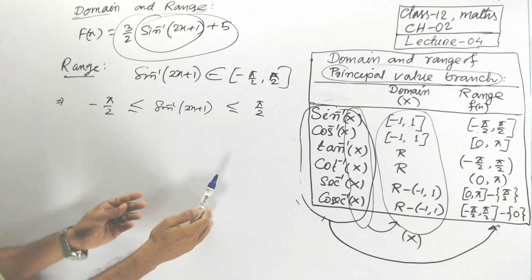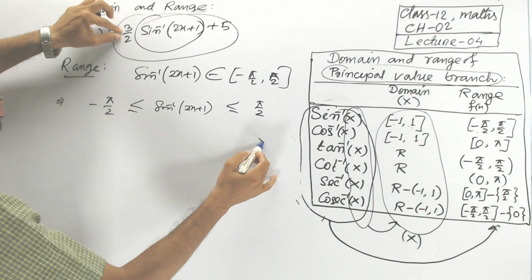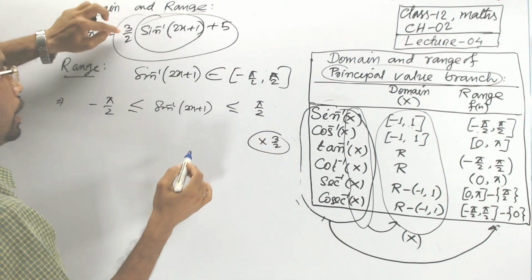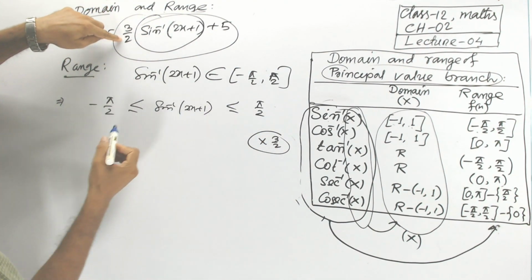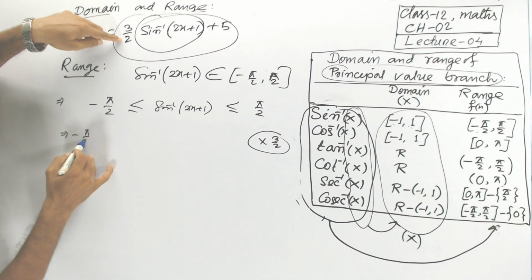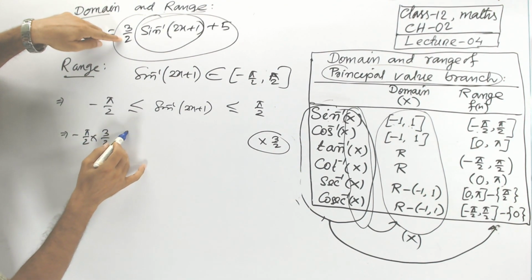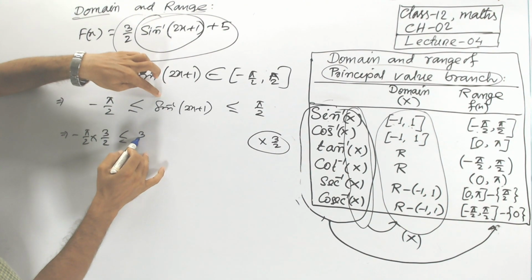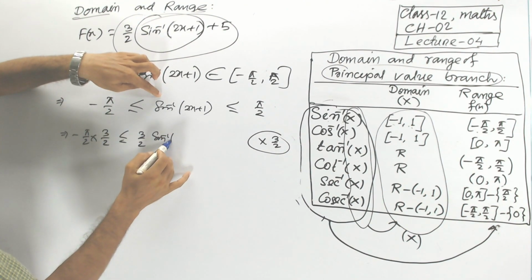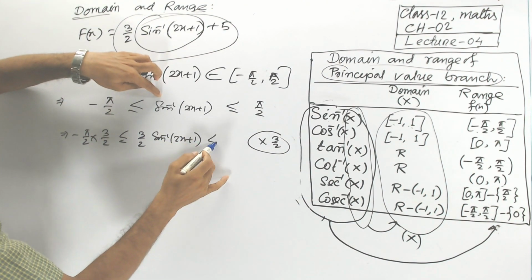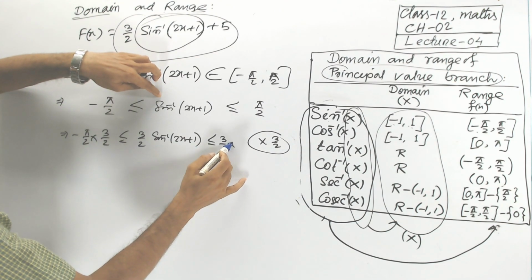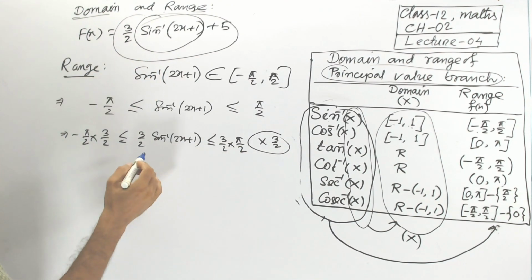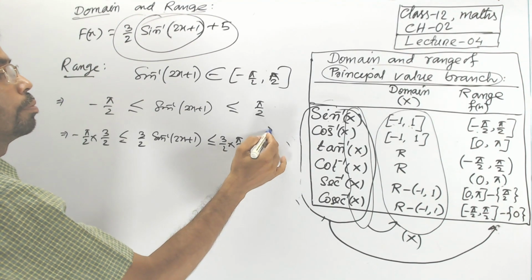For which first I need this 3 by 2. So multiply each term by 3 by 2. I need this 3 by 2. Multiply each term by 3 by 2. So -pi by 2 multiplying by 3 by 2. This second term also multiply by 3 by 2, and the third term also multiply by 3 by 2.